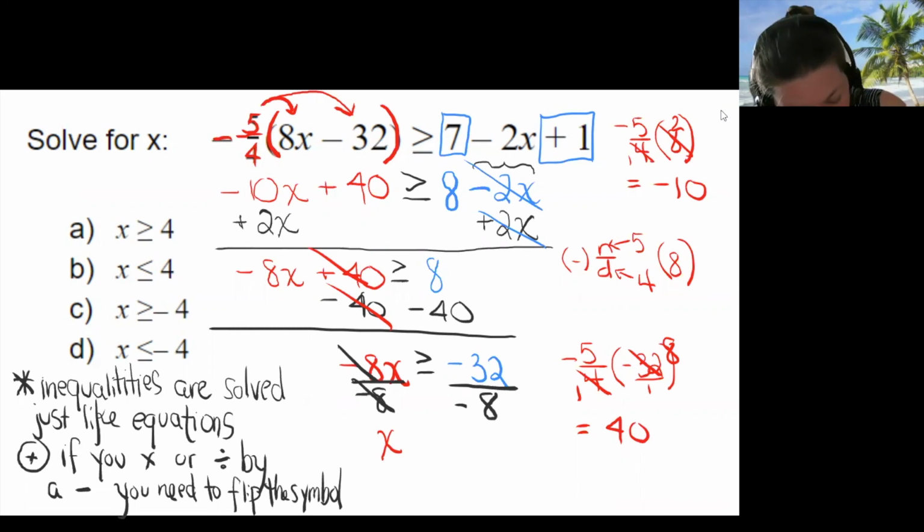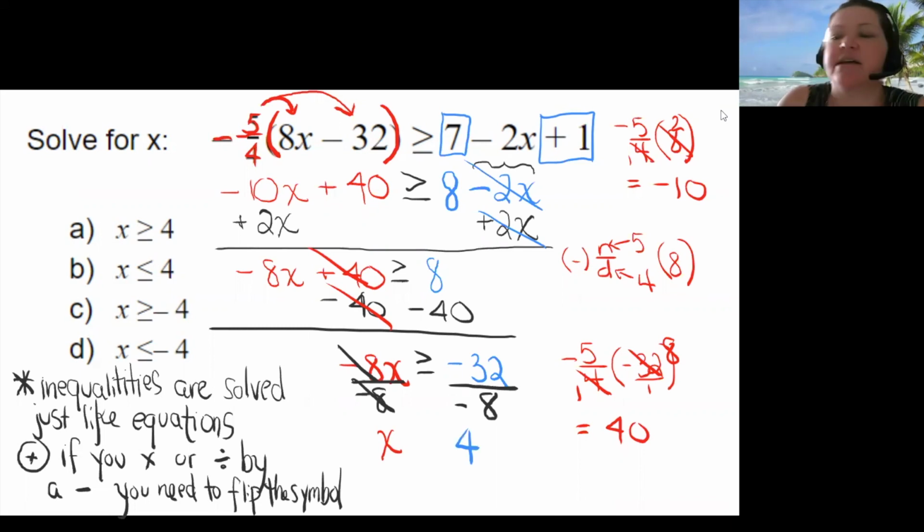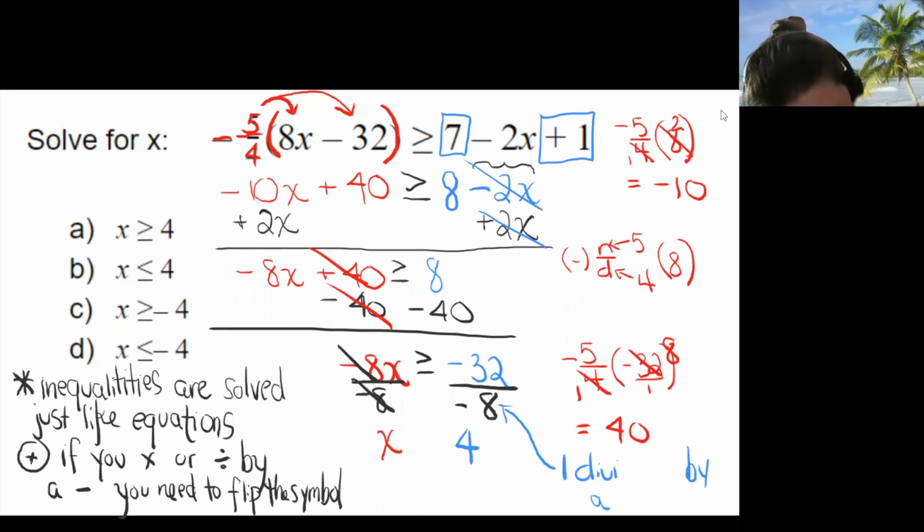-32 divided by -8, of course, is +4. But how about my symbol? Should it stay the same or should it change? It is going to change. Stephen, how did you know my inequality sign should flip? Because you're dividing by a negative. Beautiful. I divided both sides by a negative. I flipped the relationship. I must flip the inequality symbol. It will go from being a greater than or equal to a less than or equal to.